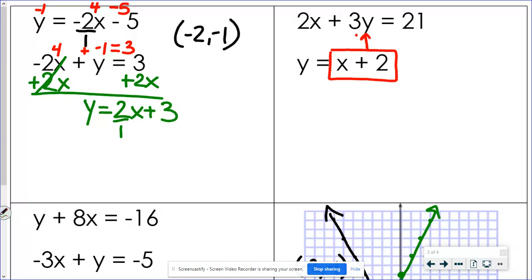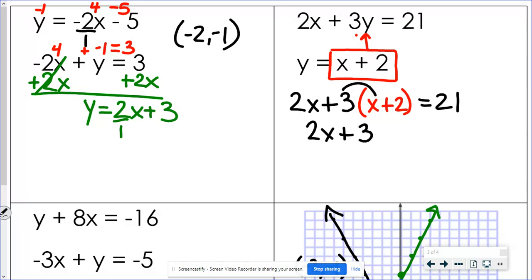So I would have 2x plus 3, and then instead of the y, I would put in that x plus 2 equals 21. If you feel comfortable doing this one on your own, pause the video, solve this problem.